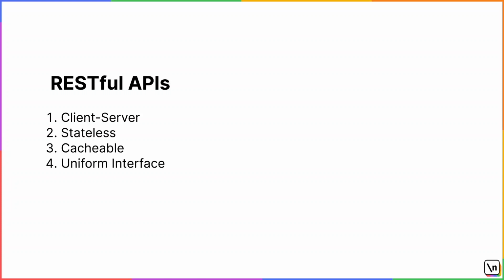Fourth, uniform interface. There needs to be a uniform interface between components so that information is transferred in a standard form. Fifth, it needs to be layered. The requesting client doesn't need to know whether it's communicating with the actual server, a proxy, or any other intermediary. And lastly, code on demand. The API allows executable code to be sent from the server to the client when requested, extending client functionality.